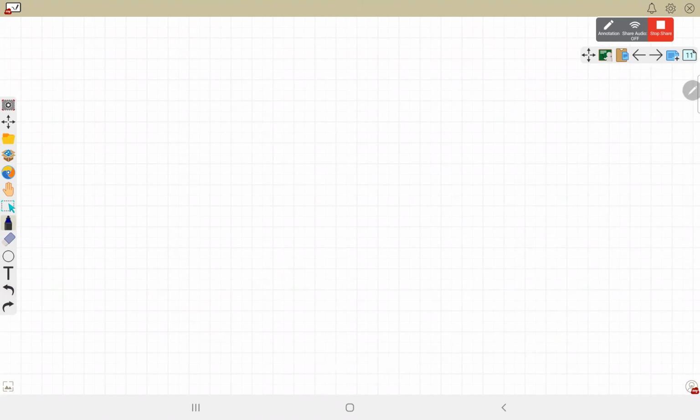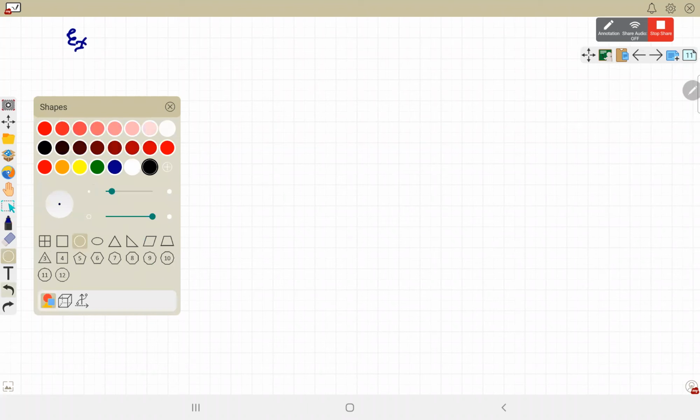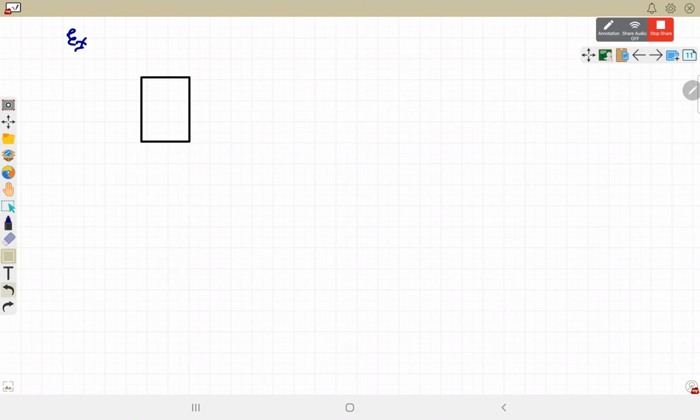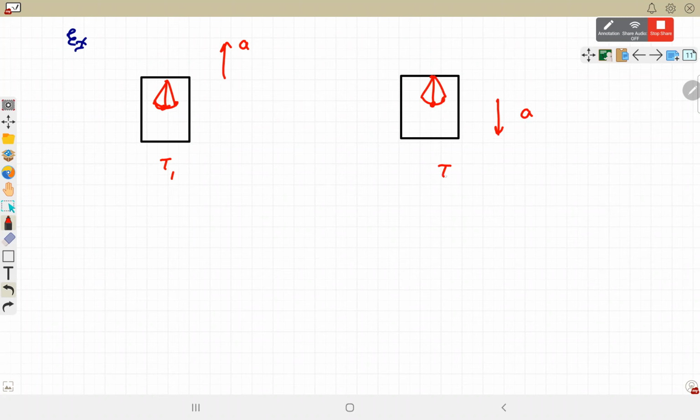Right. So the question says, a simple pendulum hangs from the roof of an elevator. It has a time period T1 when the elevator moves up with acceleration A. When it goes down with acceleration A, its time period is T2.